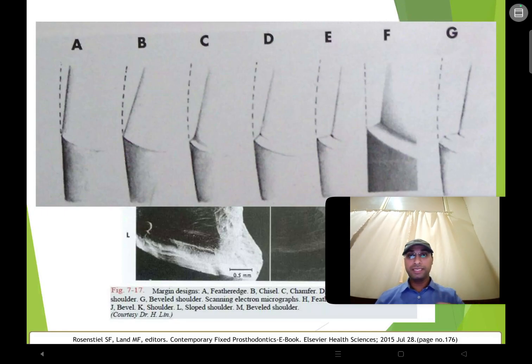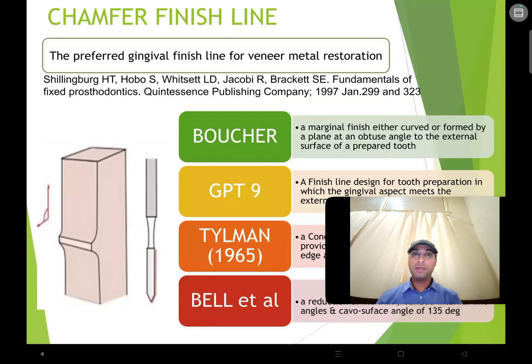So as you can see, this is your chamfer, and this is your shoulder. We'll see those in depth. Coming to the chamfer finish line, it is the preferred gingival finish line for the veneer metal restoration. It can again be used for metal restorations.